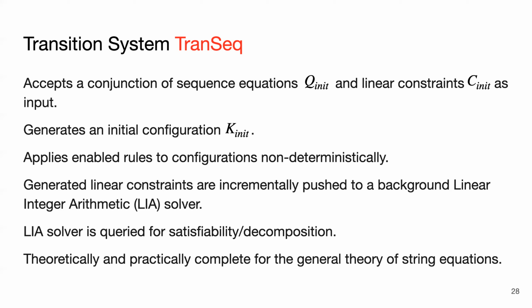So generated linear constraints are incrementally pushed to a background linear solver. We have already seen examples of linear constraints that we generate, like EQ length, EQ constants and EQ words. The LIA solver is queried for satisfiability and decomposition. So while exploring our path, that is where mathematical programming comes in, and it is theoretically and practically complete for the general theory of string equations.